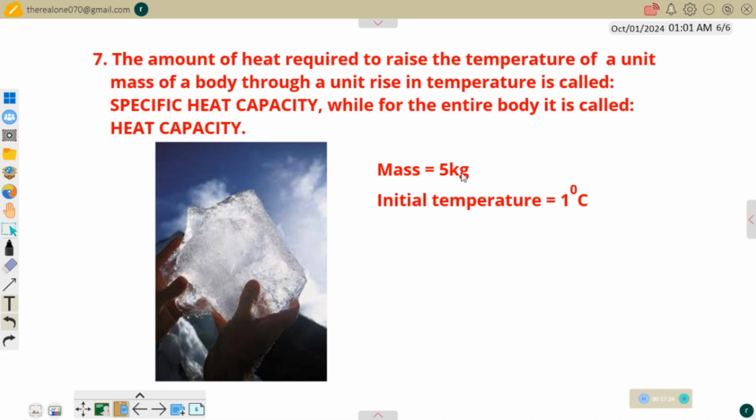But if we want only 1 unit of this mass, let's say out of 5 kilograms, we only want 1 kilogram of this. 1 kilogram is just a part of 5 kilograms, which is not the whole of it. So we want only 1 kilogram to increase by 1 degree Celsius, maybe from 1 degree Celsius to 2 degrees Celsius. Then that is called specific heat capacity. So that's just the difference between heat capacity and specific heat capacity.